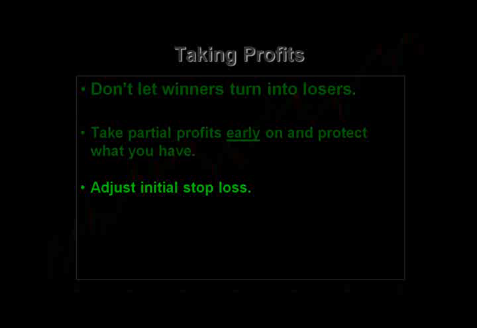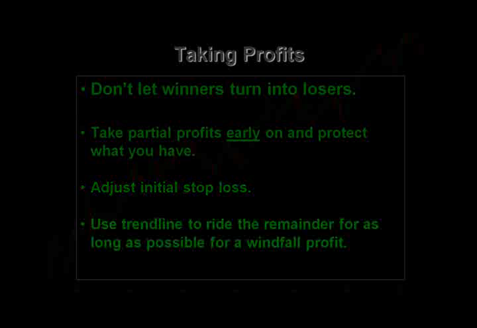And when we adjust that initial stop loss, what happens is we ring fence the entire position to make sure that we can't make a loss on the trade. As the stock continues to move in the direction we want it to, we would then use what's called a trend line to ride the remainder for as long as possible for hopefully a windfall profit. And when the markets do trend, that's where we make massive profits very quickly. And the best traders in the world trade the trends just like we do.